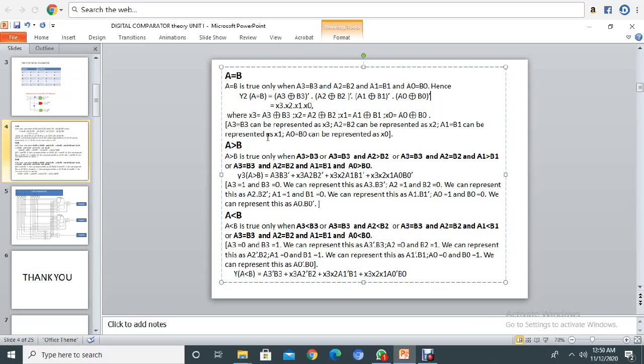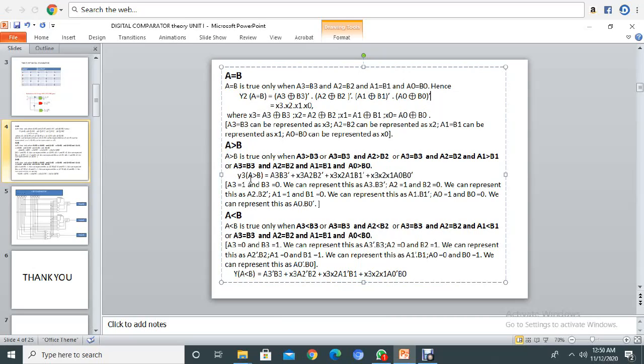Okay, next we are going to derive the equation for A is greater than B. A is greater than B will be 1 when A3 is greater than B3, or A3 is equal to B3 and A2 is greater than B2, or A3 is equal to B3 and A2 is equal to B2 and A1 is greater than B1, or first 3 bits are equal, A3 is equal to B3 and A2 is equal to B2 and A1 is equal to B1 and A0 is greater than B0, then A is greater than B, that is Y3 will be 1.